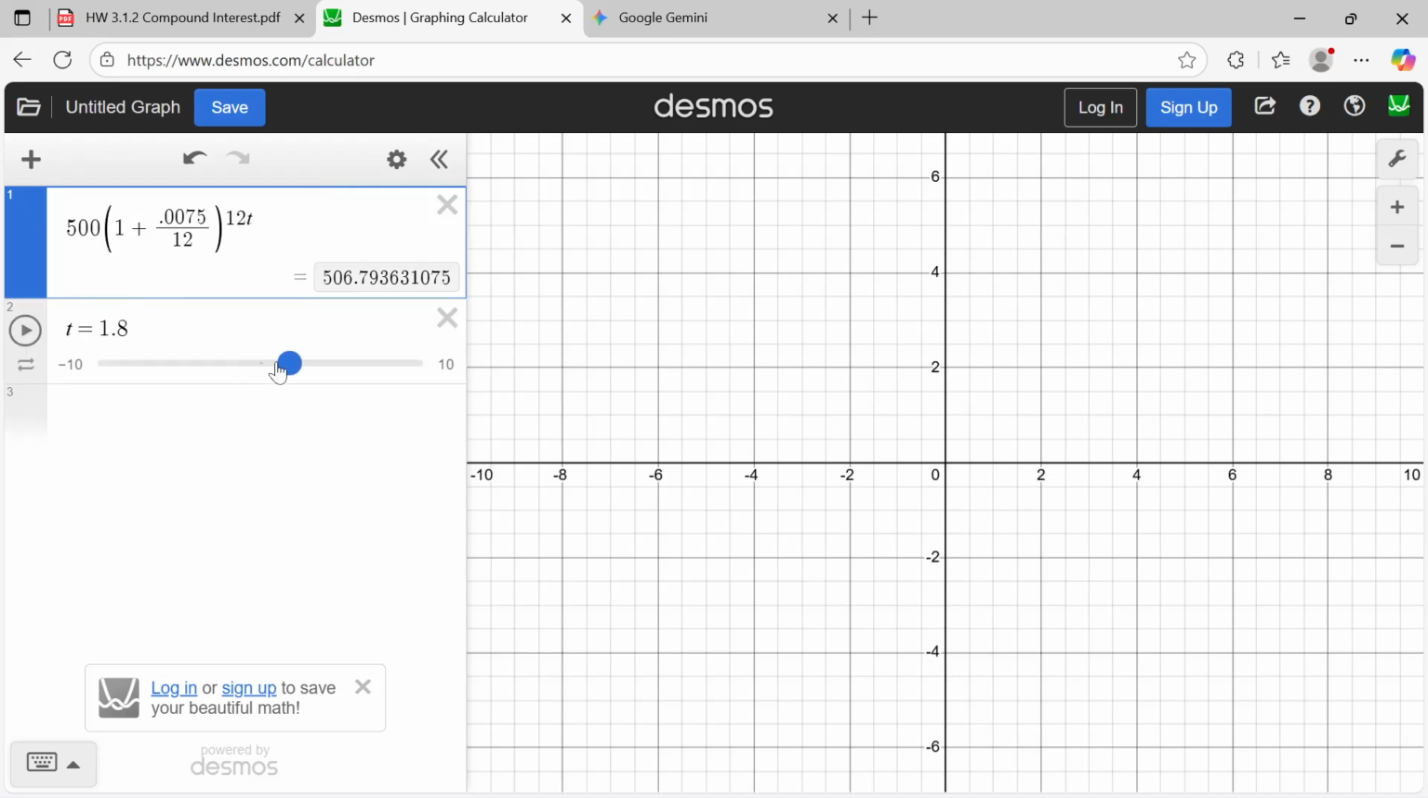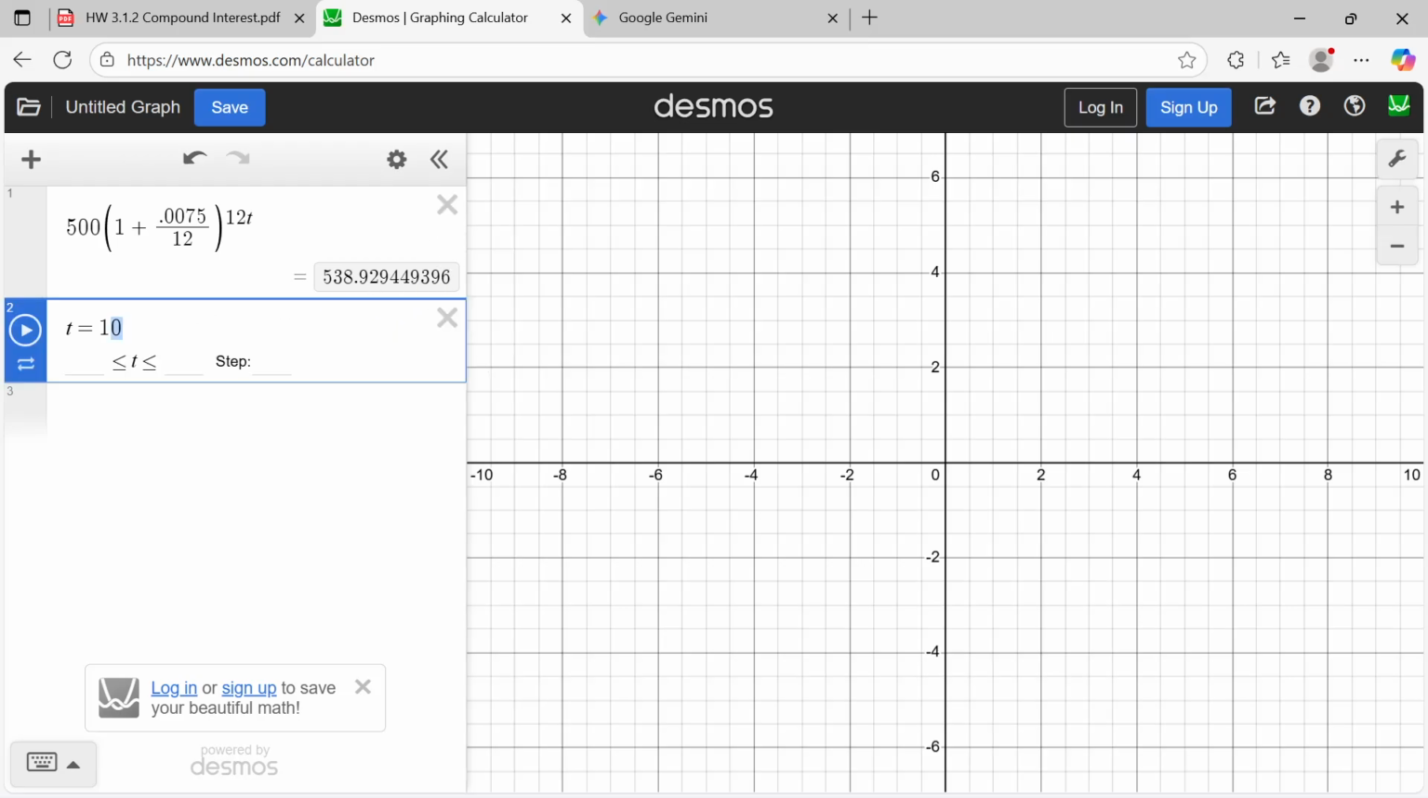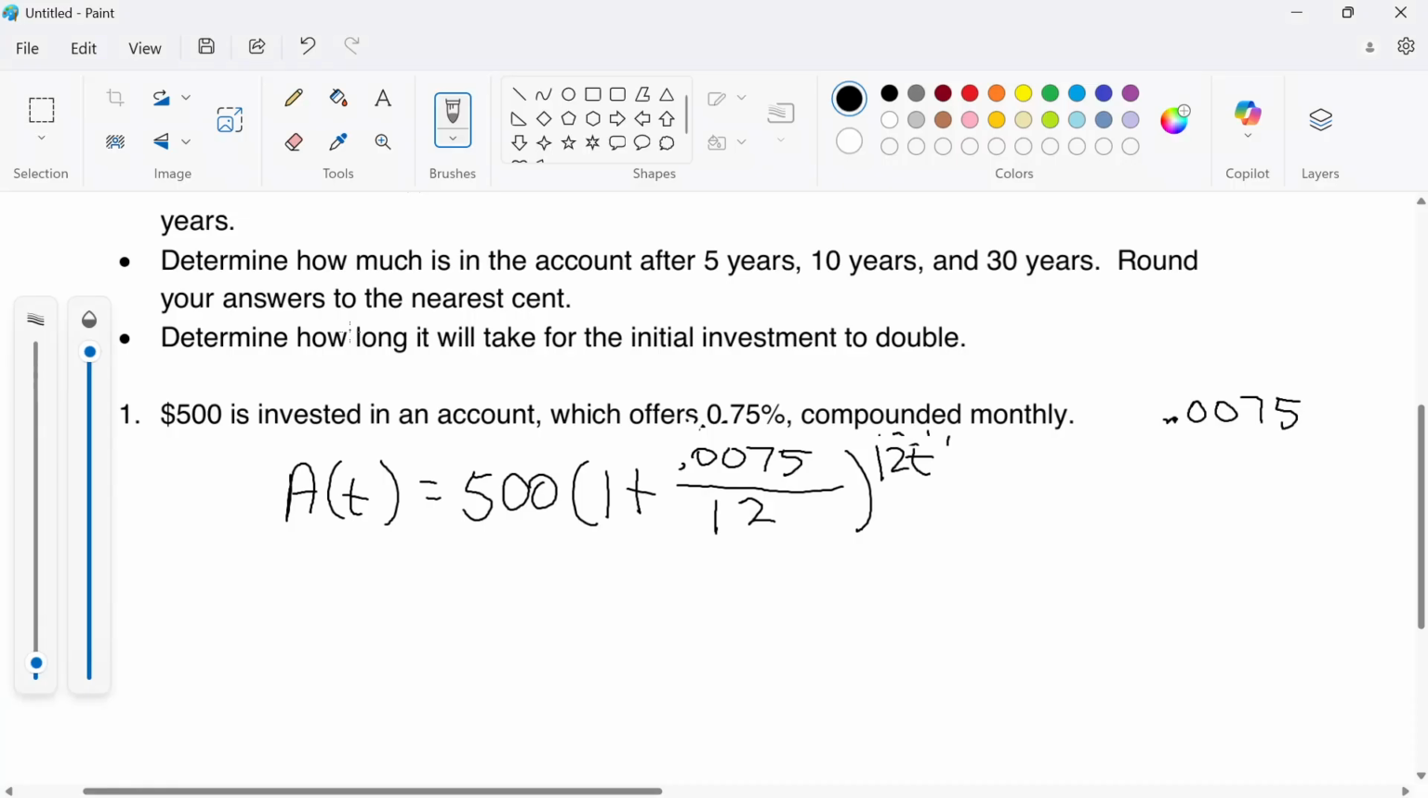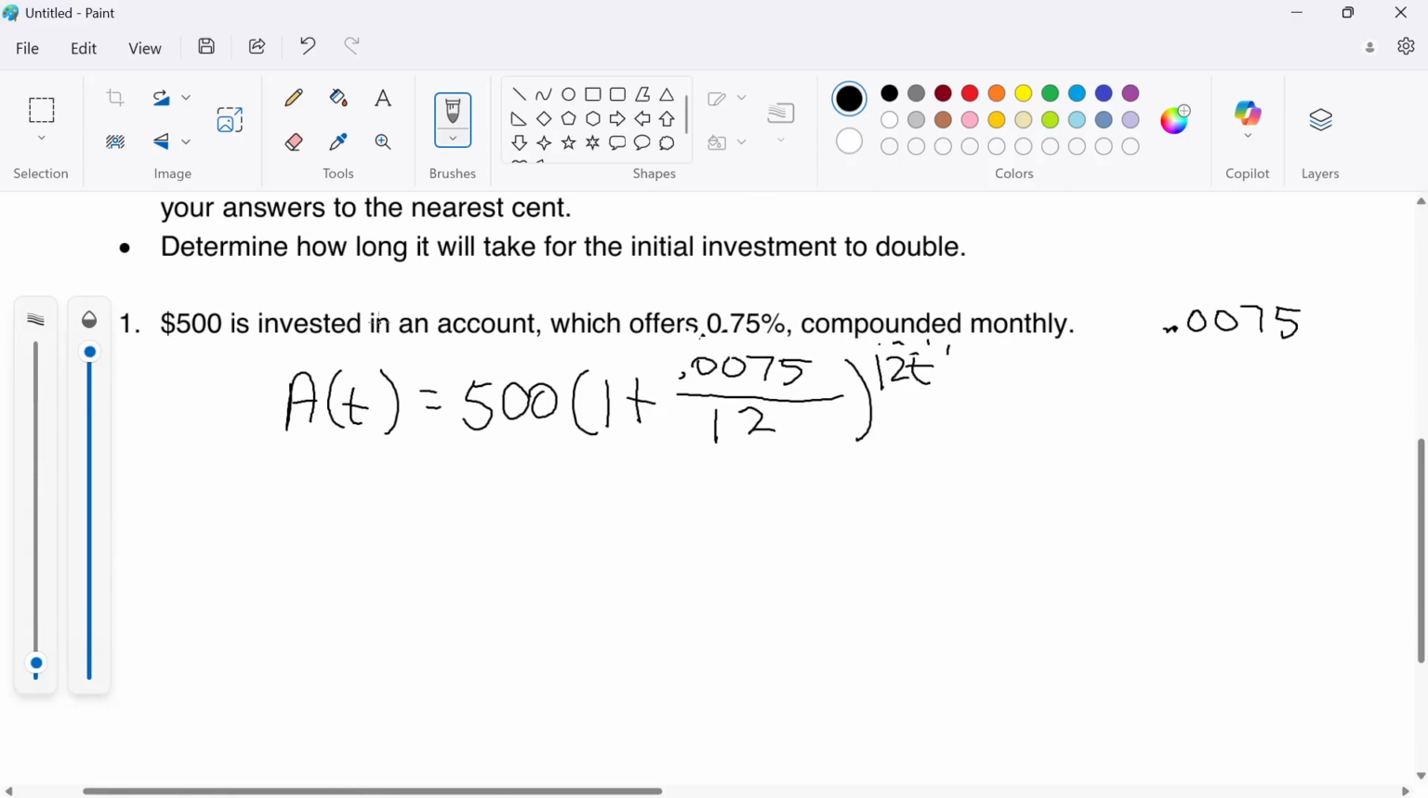And then it asks for 5 years. Here's 5 years: $519.10. It said round to the nearest penny. So that would be 10 cents. 10 years, $538.93. And then if I want 30 years, $626.12. All right, the third part, determine how long it will take for the initial investment to double.